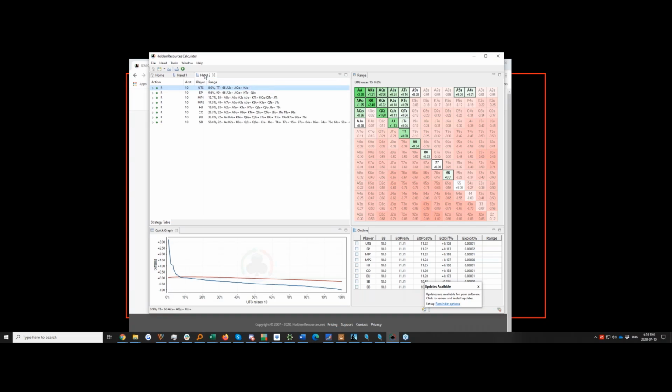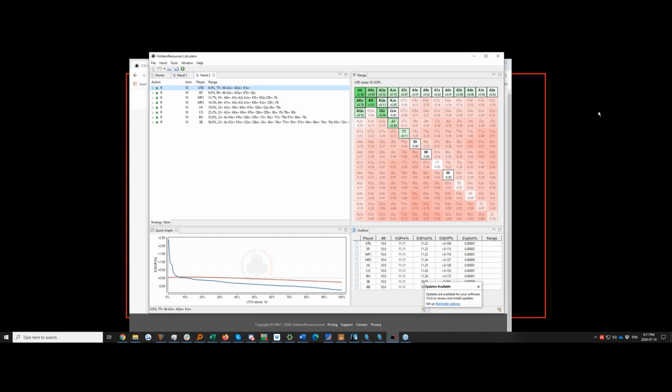But then changing UTG to the ICM simulation, now you can no longer go all in with these suited broadways and with these pairs. You're not making enough money with those, because again, what you're looking for is to mostly improve your fold equity, just get more folds.